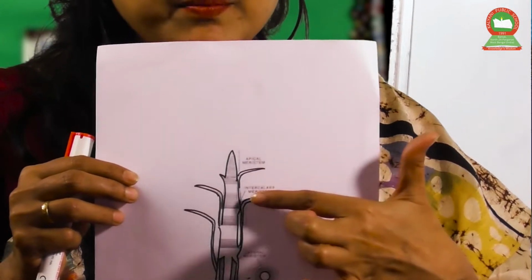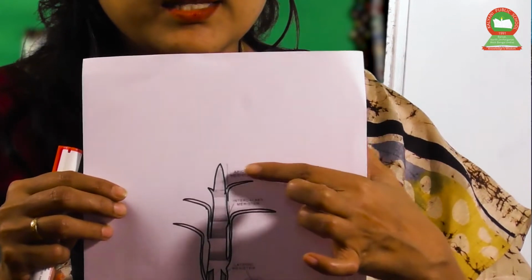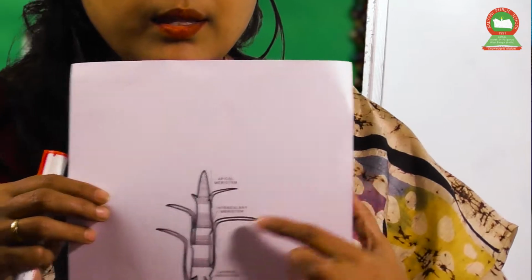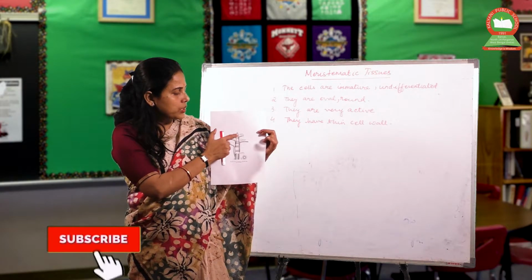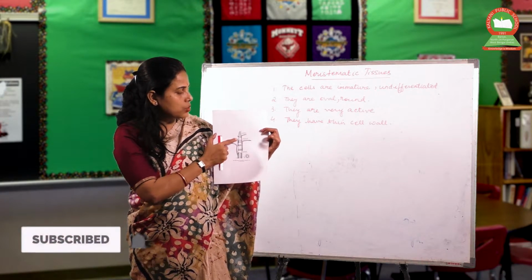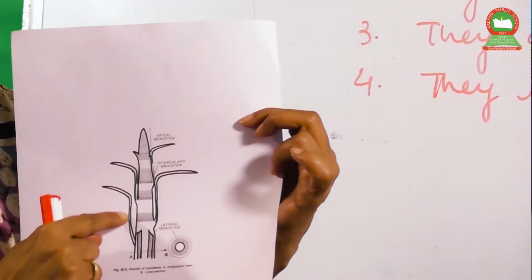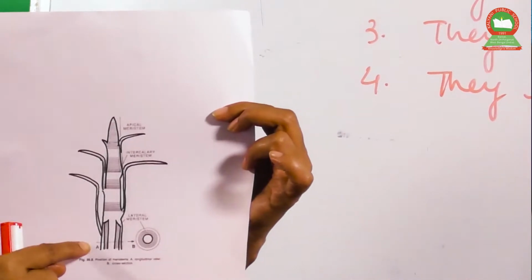The classified meristematic tissues are the apical meristematic tissue. The tip portion is called the apical meristematic tissue. The middle part is the intercalary meristem and the lower part is the lateral meristem.